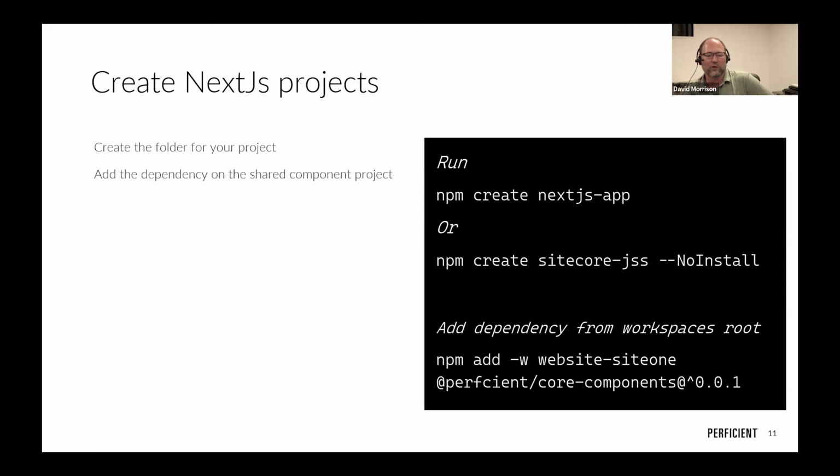And then once you have that project, the next step is to add the dependency from the Workspaces root to the core components. There's another flag for the npm command, -w, to target a specific workspace, and I want to add, for example, my core components. This will set up the right dependency in each of the Next.js servers that you want to share your components.